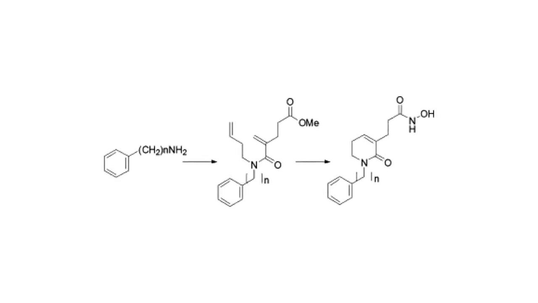The diagram illustrates the synthesis of delta-lactam-based hydroxamic acids via ring closure metathesis of key diene intermediates, followed by conversion to hydroxamic acid analogues.